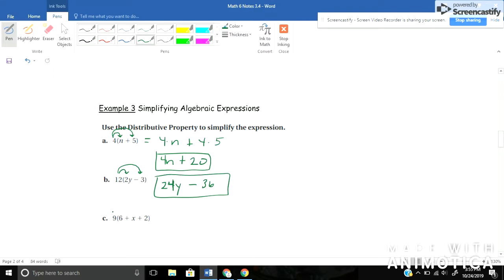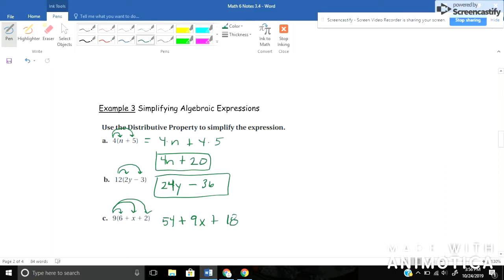And finishing it out, this last time here, we have to multiply 9 times everything inside the parentheses. So first I get 9 times 6, which will give me 54, plus 9 times x would be 9x, plus 9 times 2 would give me 18.